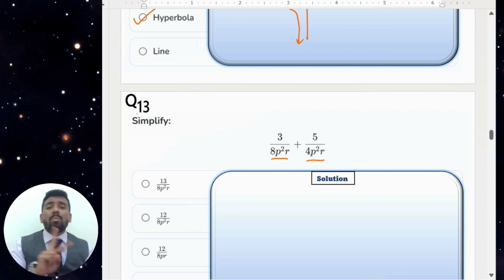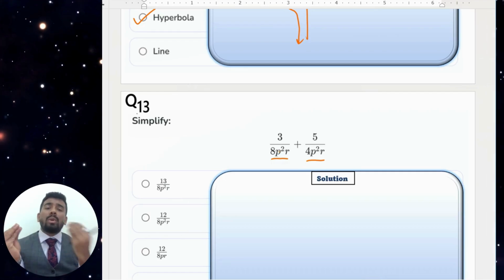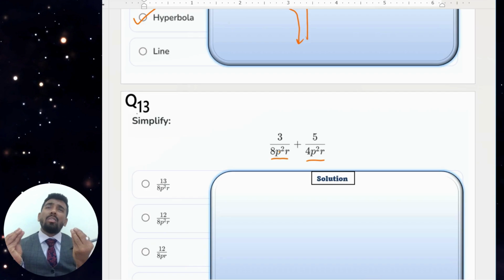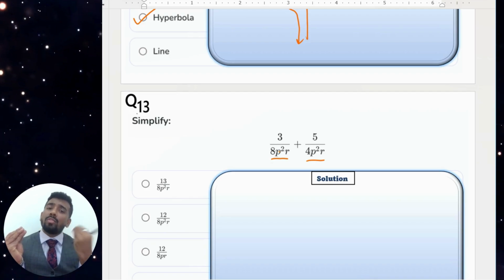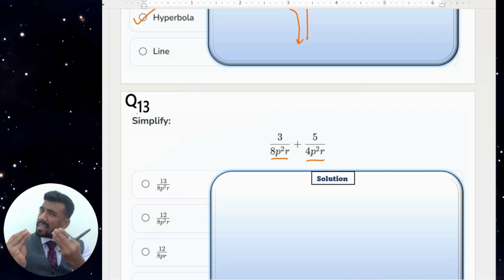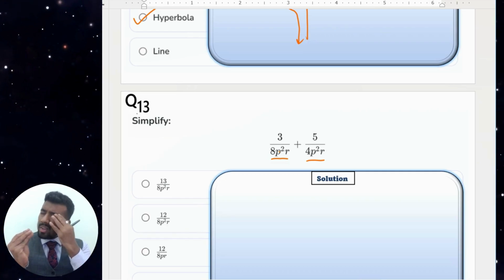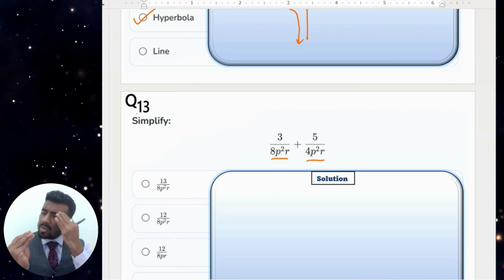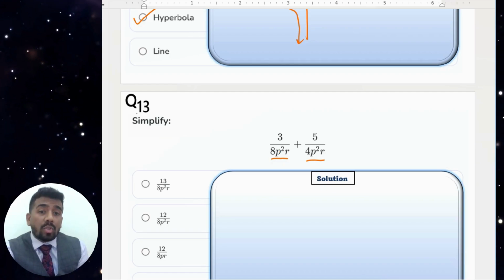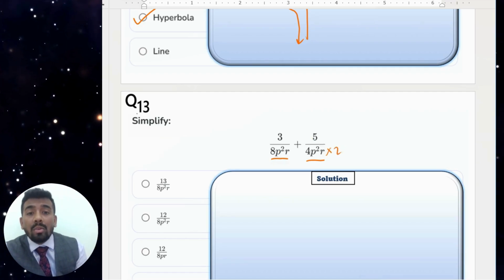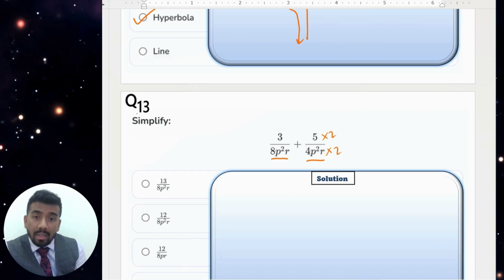Now, how can we make both of them the same? One is 8, one is 4. I always look at the smaller one. What's the smaller one? 4. Can I make this 4 the same as 8? Always think of times. What should I do? Double. So I'll double it here. But when you do it down, you have to do it up as well. Okay. So what will you have?